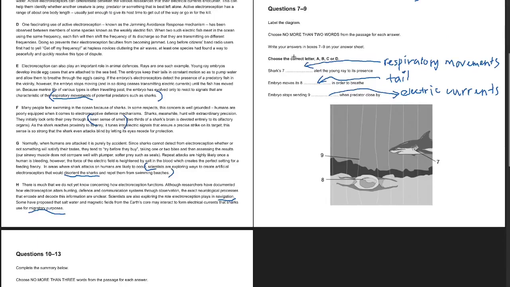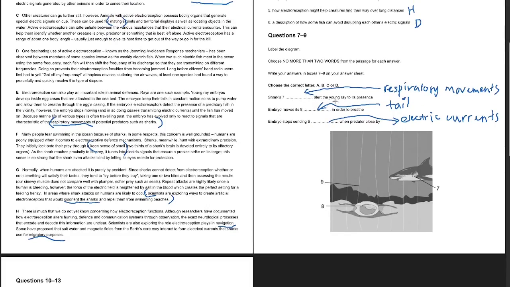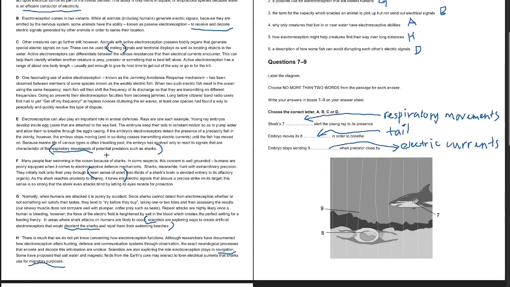Then also for this one, questions 7 to 9, sharks whatever alert the young ray to its presence. It could be in any paragraph. But here you can see that young ray is only in paragraph E. So Emperor is able to only react to signals. So react to signals, that's why it will alert the young ray. So these two are very similarly related. So here it's alert the young rays because of its respiratory movements.